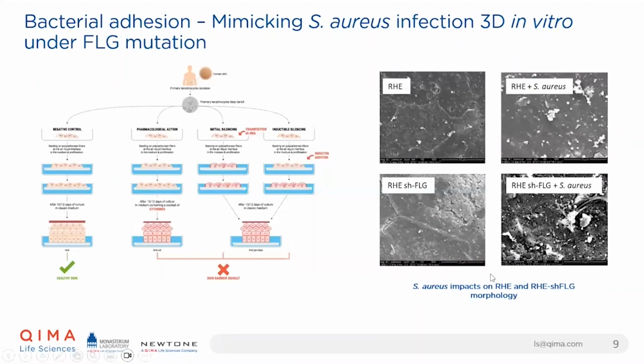Since filaggrin mutation can be found in nearly half of the patients suffering from AD, we can propose you to work with reconstructed epidermis in which filaggrin expression was altered, either by specific Th2 cytokines. You can see here this kind of epidermis, or by silencing the expression of filaggrin genes, either initially at seeding of the cells, so before the development of the reconstructed epidermis, or using inducible silencing that will allow us to silence filaggrin gene expression at each step of epidermis development.